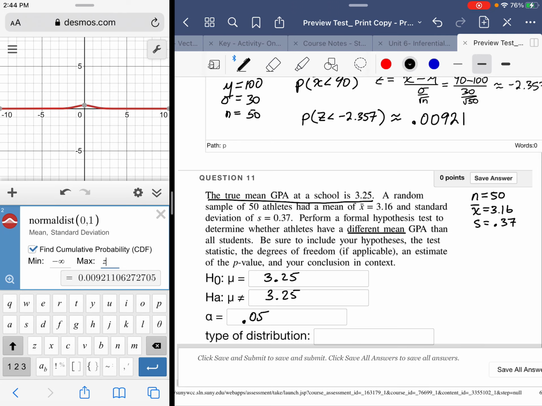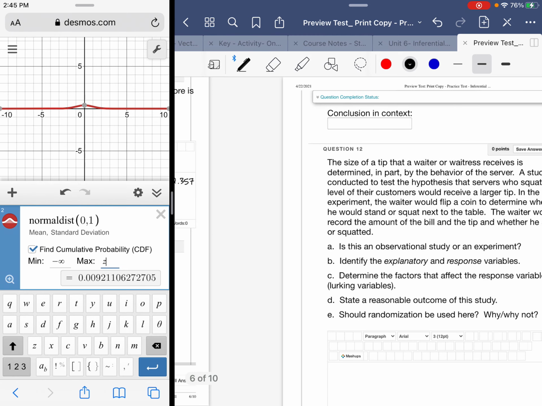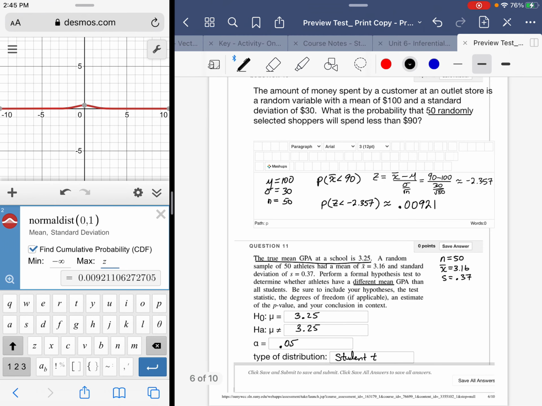So we have a sample size of 50. They don't say anything about the distribution being normal, and they didn't give us a sigma value. All we have is the sample standard deviation, so this has to be a t distribution. This is a Student t distribution, is the official name for it. Now, the next step would be to determine the test statistic.